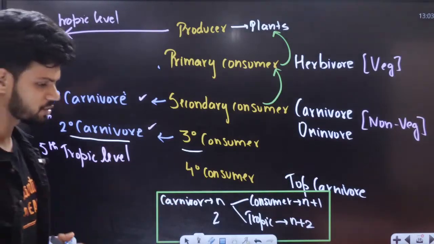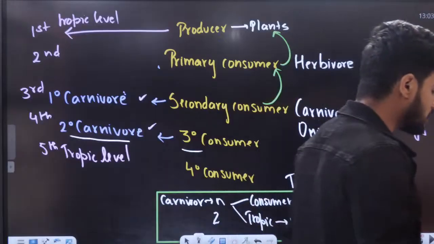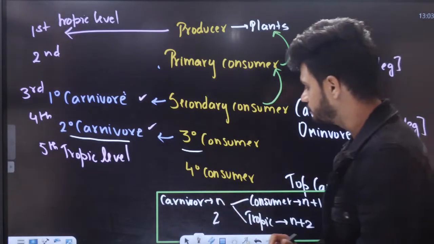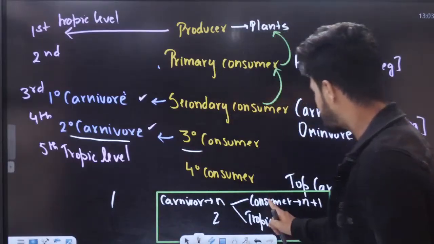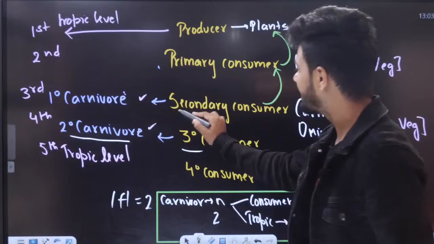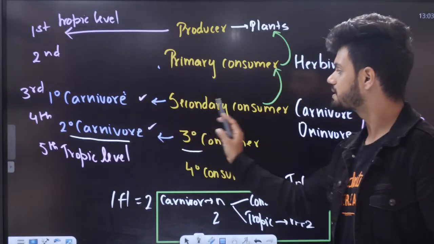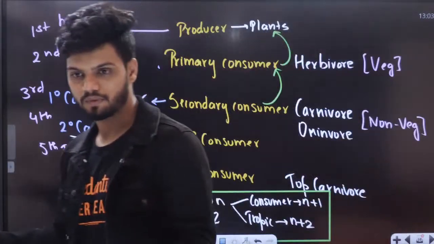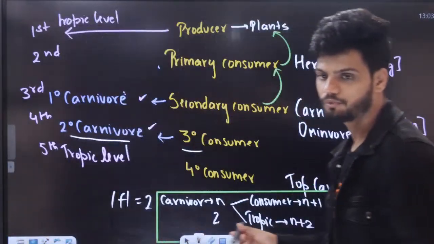Okay, I'll ask one more question. Tell me, what is the consumer level of a primary carnivore? You will say n is 1. For consumer it is n plus 1, so n plus 1 is 2. So it is a secondary consumer. Primary carnivore is secondary consumer. Understood, all of you? Beautiful.